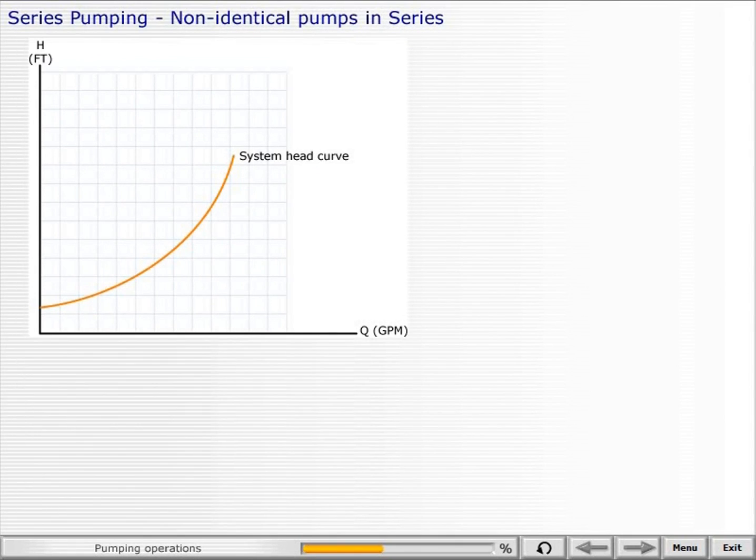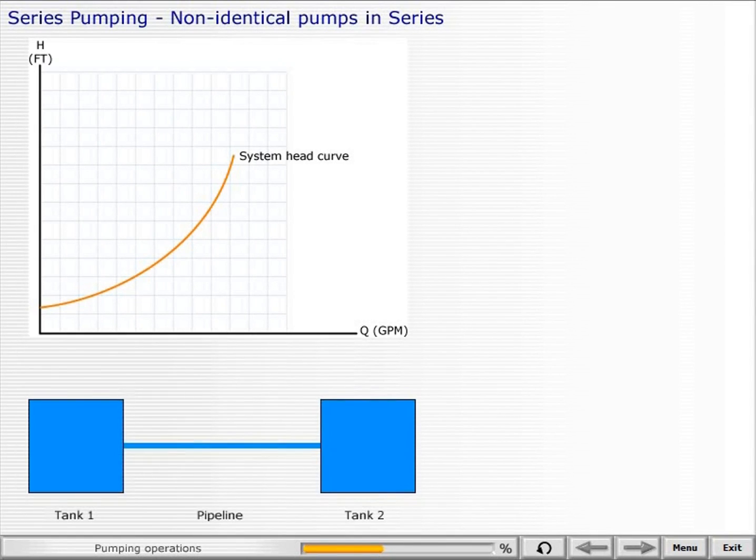And finally, you must create a pump curve chart for non-identical pumps used in series. Let's start by adding a head-to-flow curve for one pump to the chart.